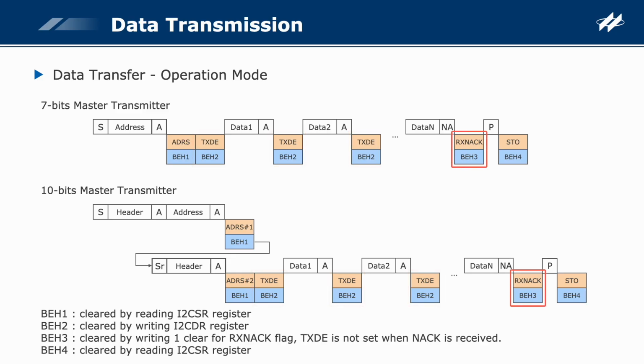When the slave device receives a NACK signal, the RxN ACK bit is set. Writing 1 to the RxN ACK bit will clear the RxN ACK flag. The RxN ACK bit indicates that the NACK signal is received in the transmitter mode. When the slave receives a stop signal, the STO bit is set to indicate that the transfer is terminated. Reading the I²C register can clear the STO flag.